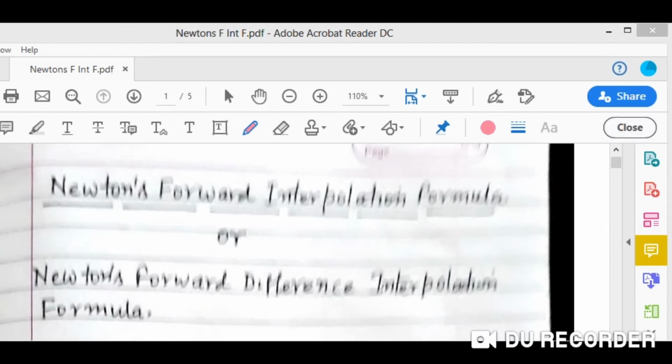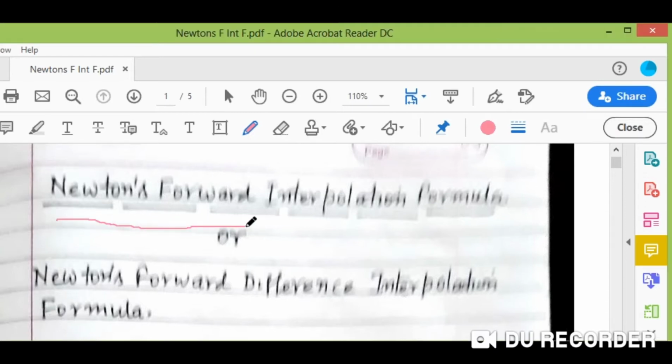We are going to discuss today Newton's forward interpolation formula. Okay. So Newton's forward formula, or we can say Newton's forward difference formula.